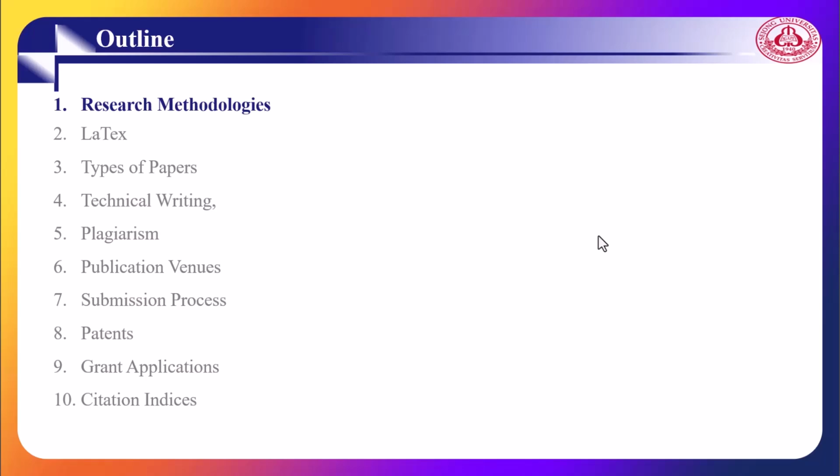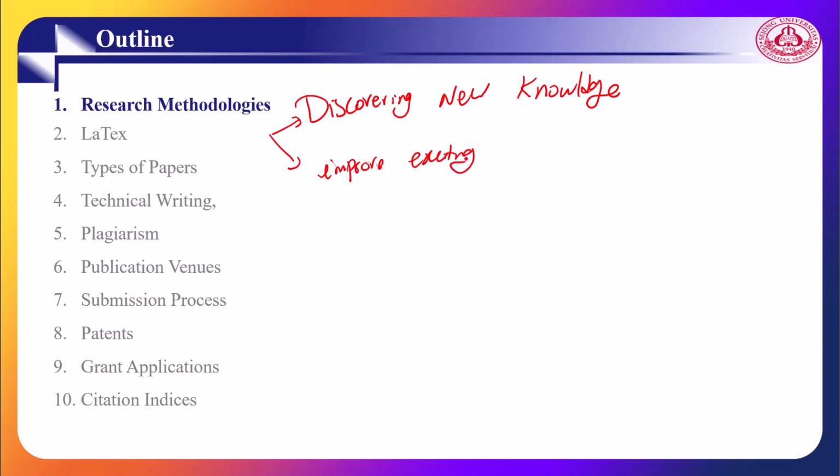So research in general is a kind of systematic process used for discovering new knowledge, right? Or we try to improve existing solutions. Sometimes we discover something totally new, or sometimes we try to improve the existing solutions.